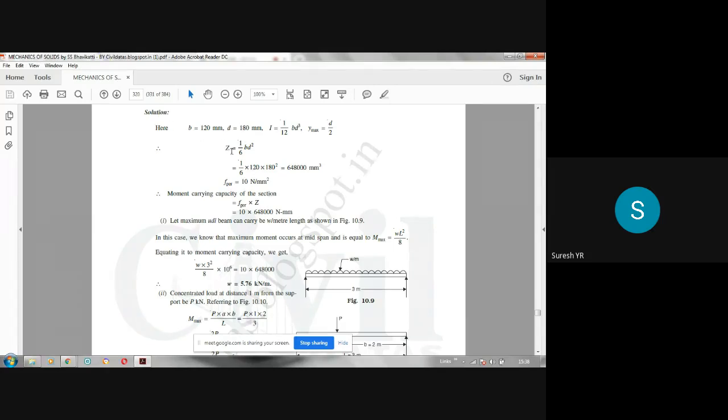First you calculate Z, the section modulus. So the procedure is like this. What we are doing is equating the moment carrying capacity of the section with the maximum bending moment. That is what we are doing in these types of problems. Moment carrying capacity of the section, or moment of resistance of the section, is given by permissible stress multiplied by section modulus. That is the value.